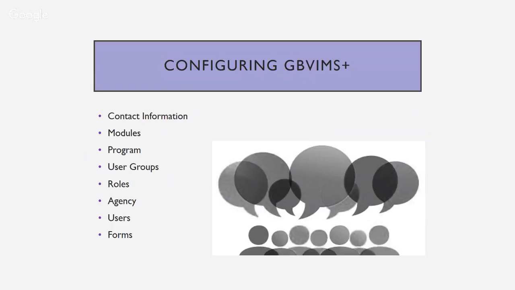First, contact information. This is where you can put contact information for the help desk for GBVIMS Plus. Next, we have the modules, and this is where you select what module you'll be using. For us, it's GBV. Next, we have program. This section provides descriptive information about the program. Then user groups. These represent teams of users working together.